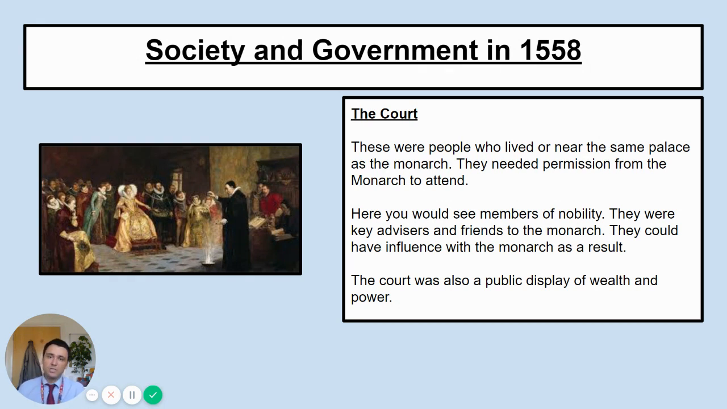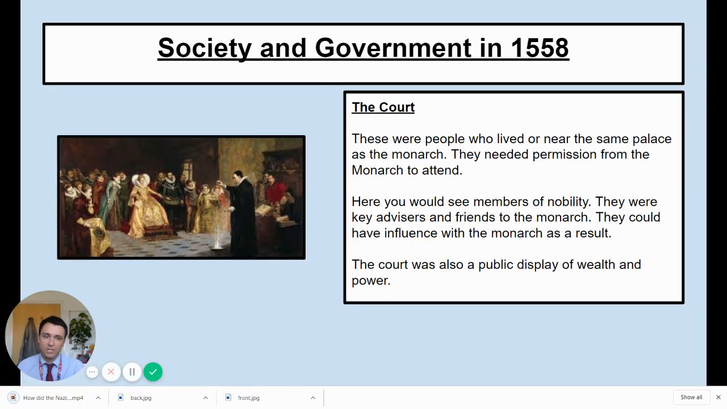But here in the court, you would see members of nobility. And these would be people who could give advice to the monarch. And these could also be friends of the monarch as well. And as a result, these people have got influence with the monarch. They can give advice. The monarch would often listen to these people in the court. So they can change England. They can advise Elizabeth on what to do. And also, the court for Elizabeth is a public display of wealth and power because it's such a grand place, really. You can see how the people are dressed. You can see the sort of decorations you've got in the palace. And so, as a result, the court is a status of wealth.